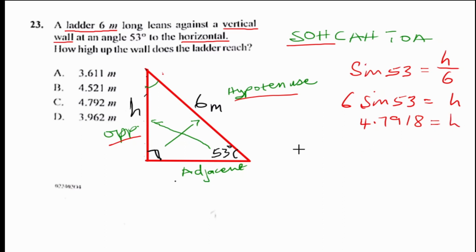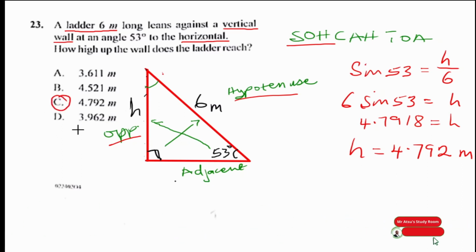So looking at the options here, the closest one is 4.792, and really that is the approximation of this to 3 decimal places. And looking through the possible answers, each of them have been rounded to 3 decimal places. So that means our h will be equal to 4, then 3 decimal places means that 1, 2, 3. This one is 8, so we add 1 to this, so 4.792 meters, and that is option C.